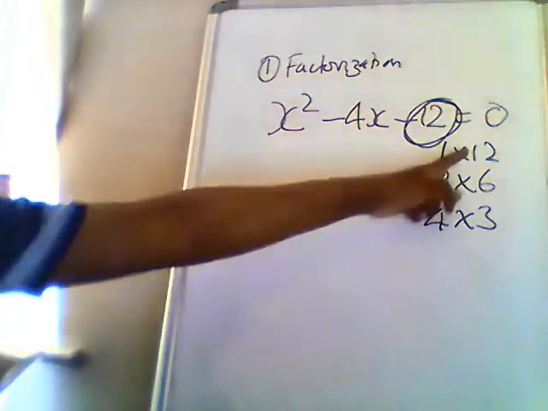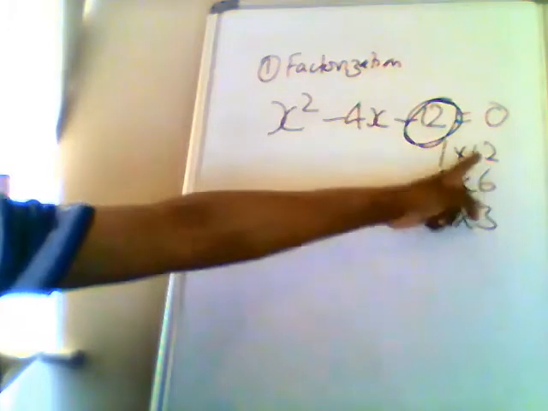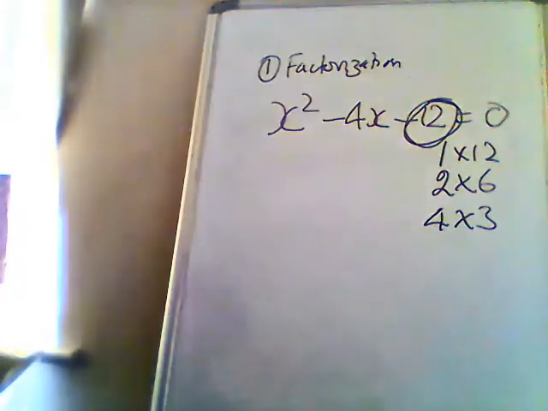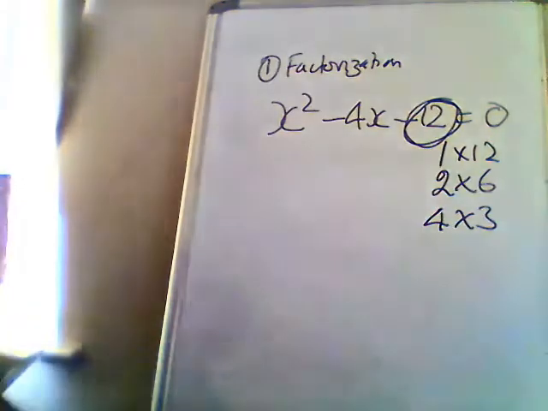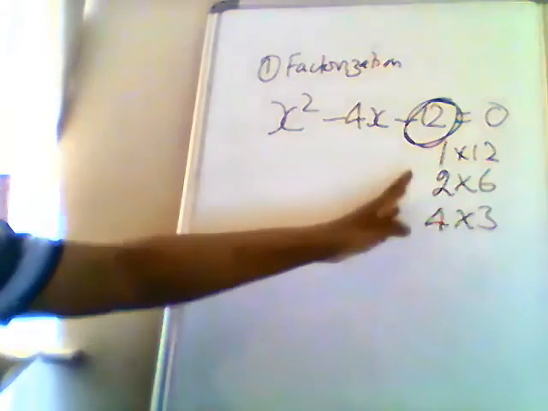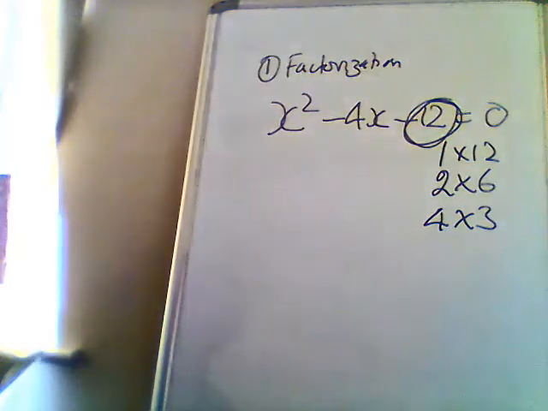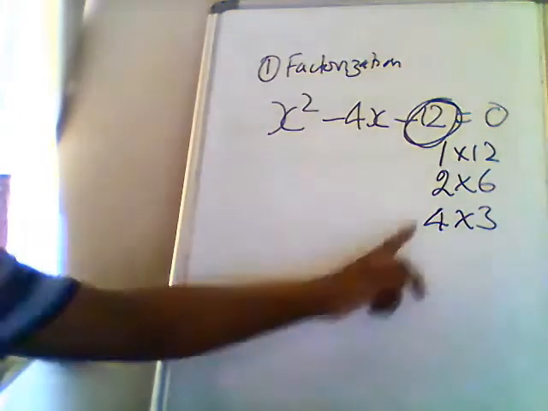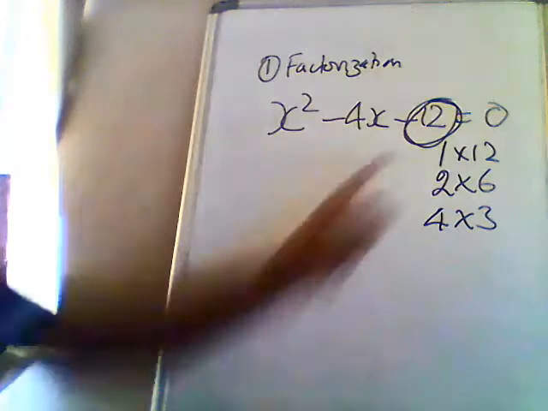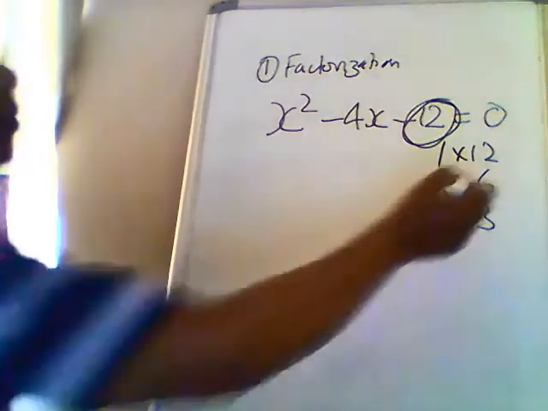Now, what you need to think of is the difference between these two, so 1 and 12, should give you minus 4. So first, ignore the signs here, but look at which one, if I subtract or if I add, is going to give me minus 4, or is going to give me 4. The difference between 6 and 2 is 4, but the difference between 4 and 3 is 1, and the difference between 1 and 12 is 11. Therefore, the factors that we need to use are these.